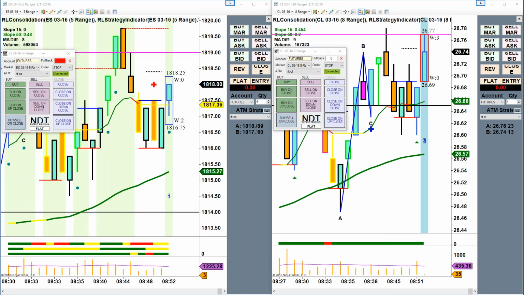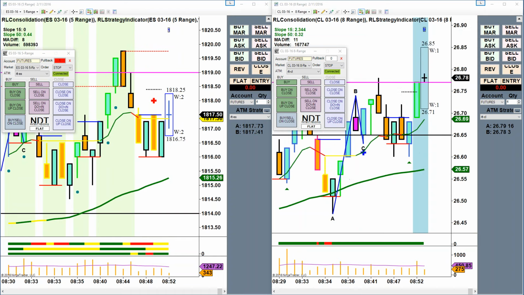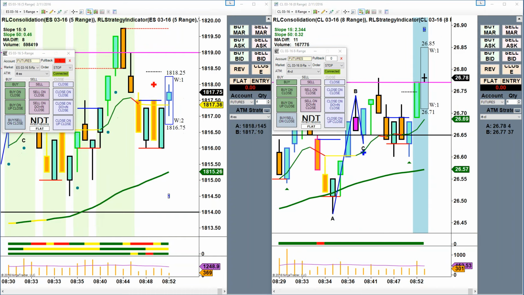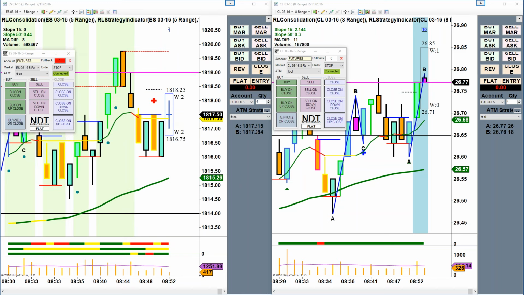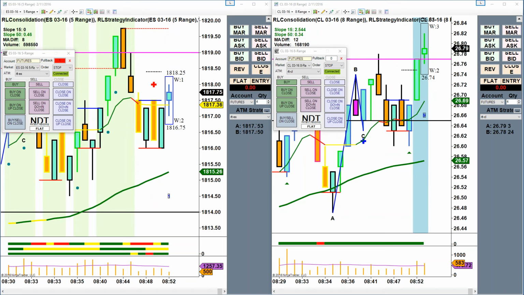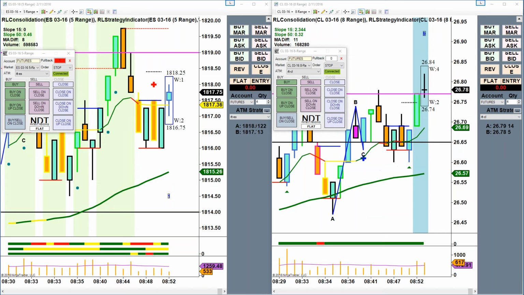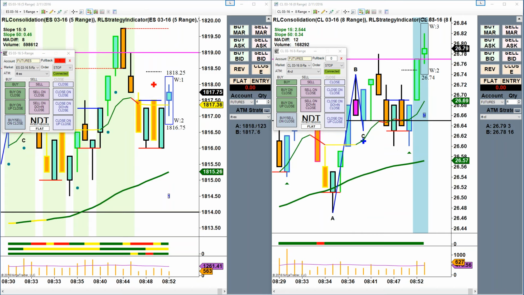Minis at 1817. Cruise at 26 and 26.75. Now we're looking for a pullback on crude. Quant line's green with background bias aligned. And crude's right at the value area high, which is the magenta line.